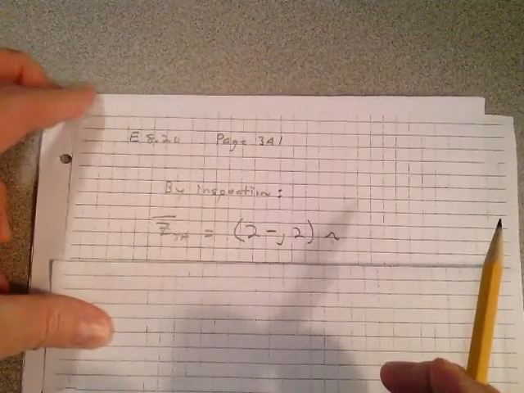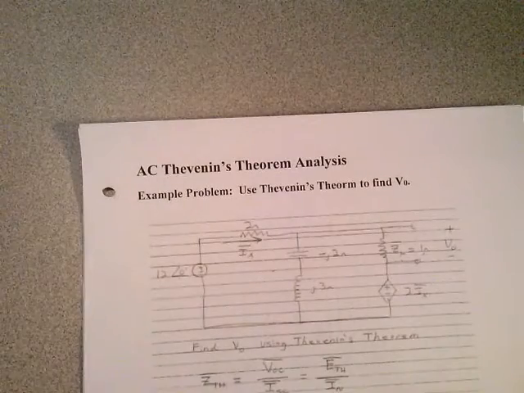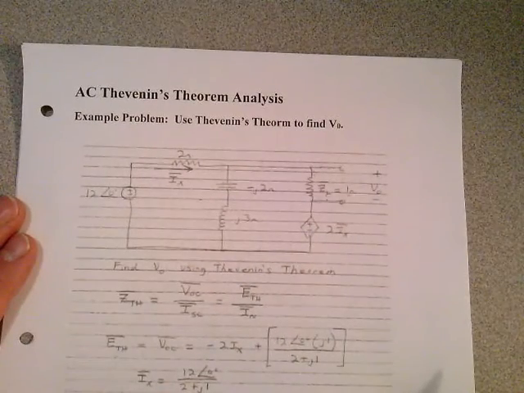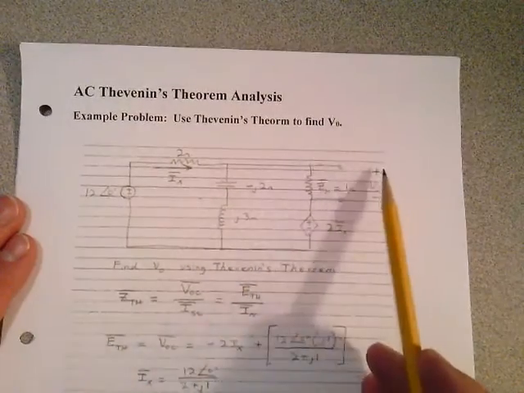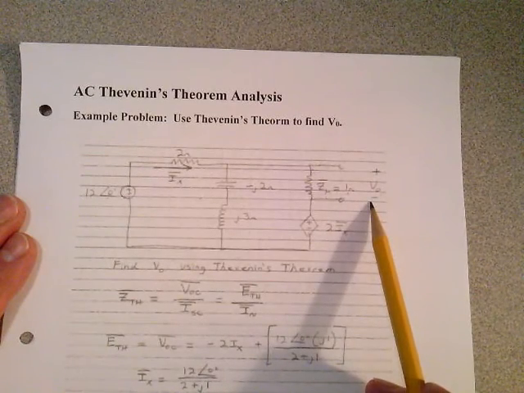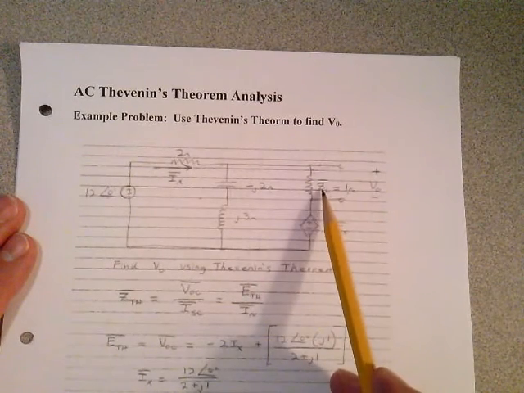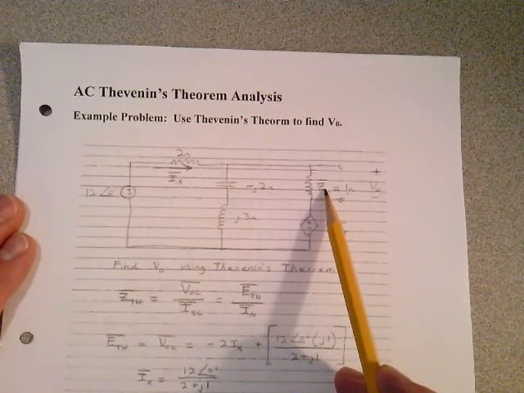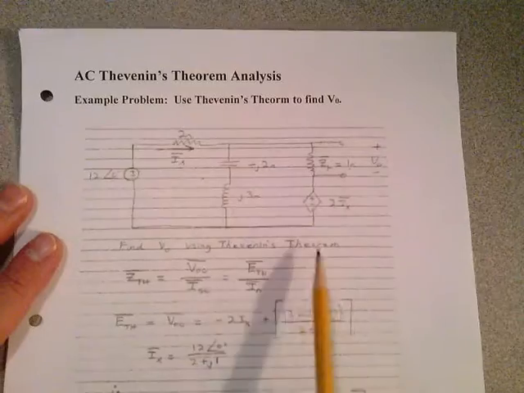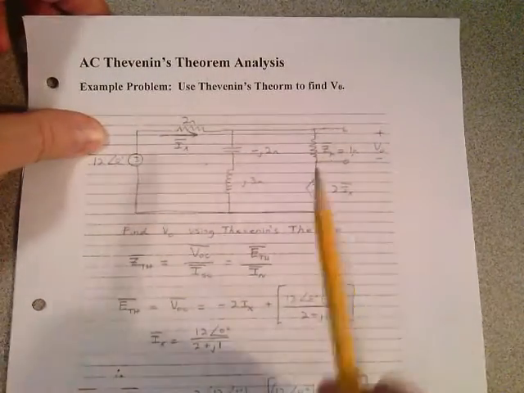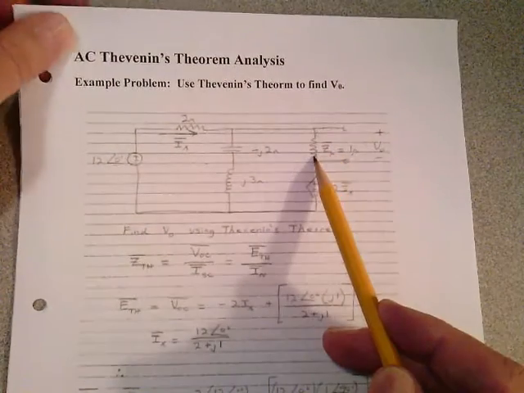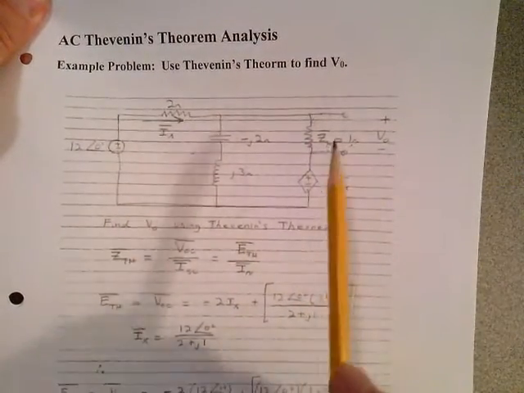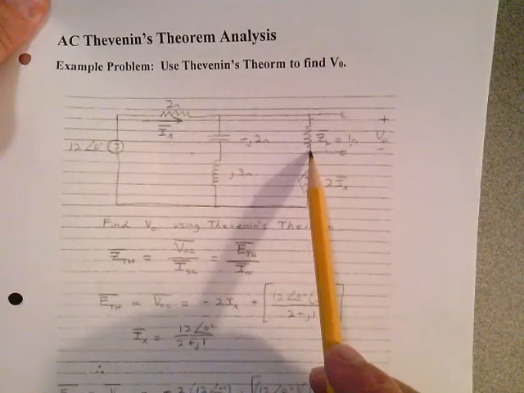The third problem we're going to work is going to be a little bit more involved, not a lot, but it's this problem on page 171. I want you to find V out here, with this 1 ohm resistor being the Thevenin load impedance, using Thevenin's theorem. Notice when you remove this resistor, if you have to redraw these circuits, redraw them, if you just can't picture this being open here.